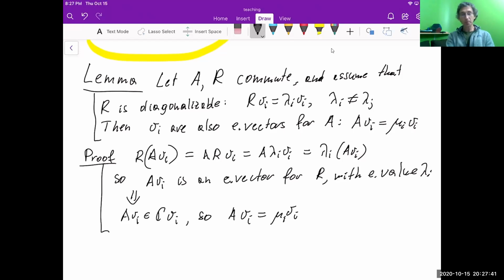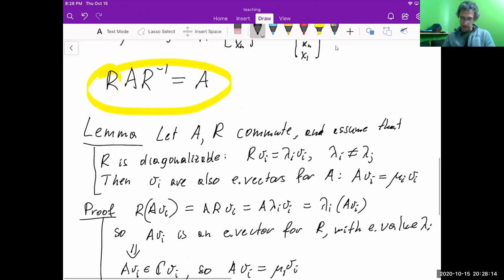That's the proof. So it's basically the statement that the eigenspace for each eigenvalue, the corresponding eigenspace for R, is one-dimensional, and A must preserve this eigenspace. Therefore, of course, it must act on it by a constant. So the proof, as you can see, is quite trivial. Okay. So the question is, why did I give you this lemma? Does it help?